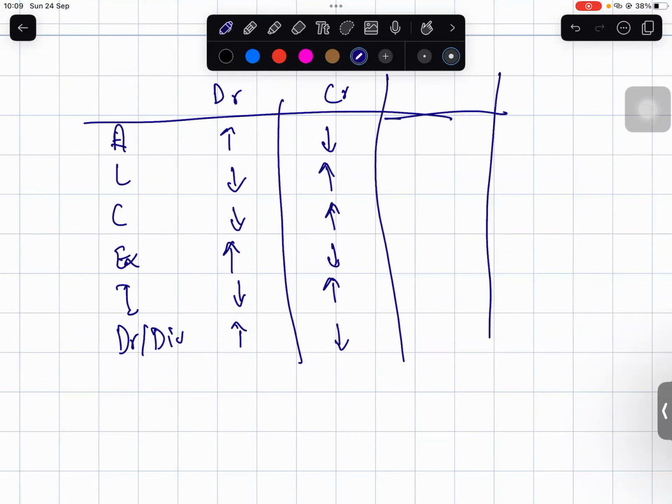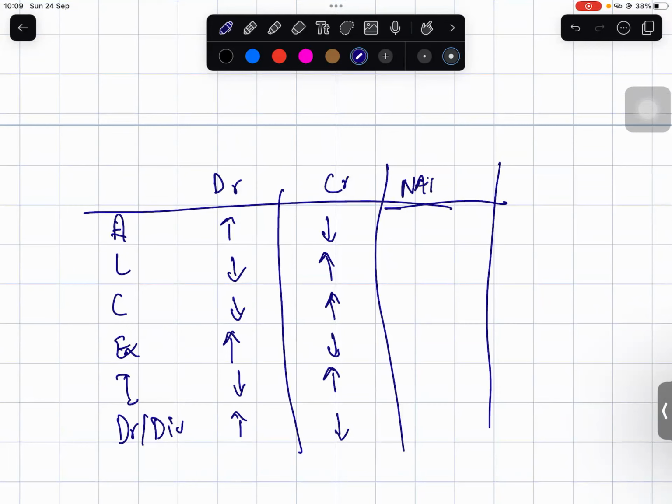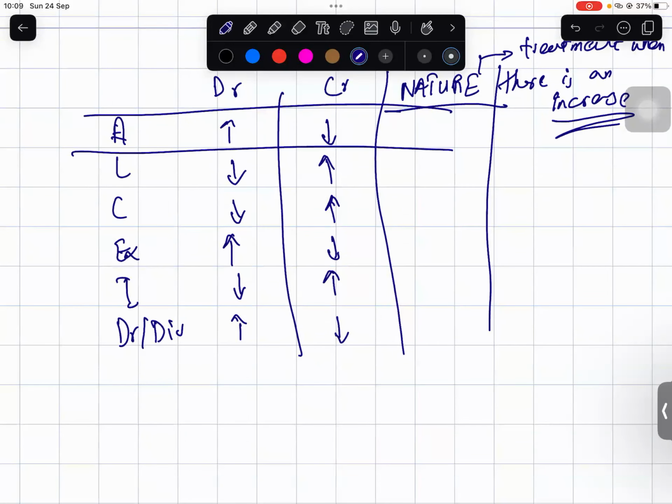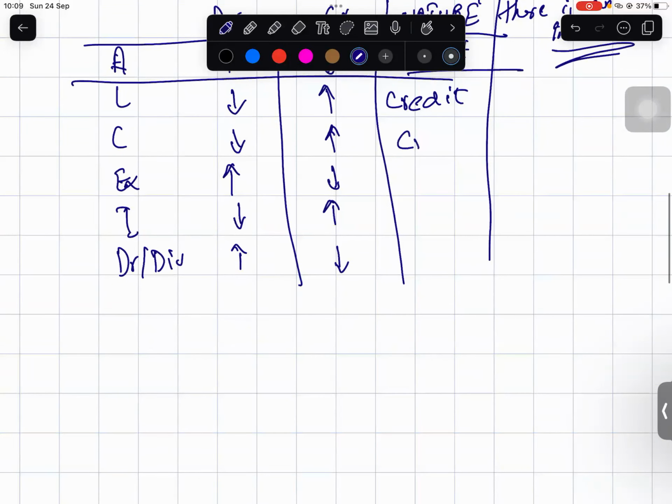And we also discussed the term which is nature. So nature is what is the treatment when there is an increase. So assets have a debit nature, liabilities have a credit nature, capital also has a credit nature, expenses have a debit nature, incomes have credit nature, and drawings and dividends have debit nature.